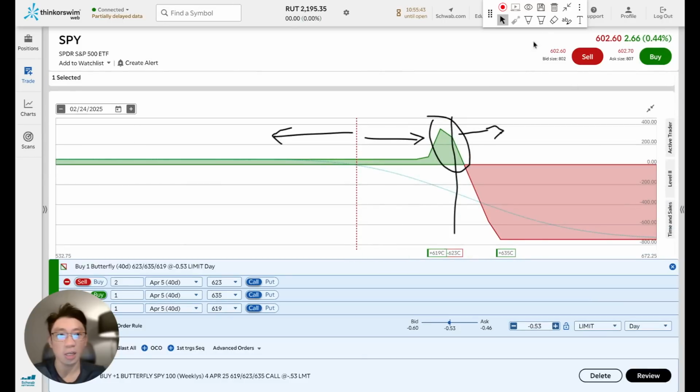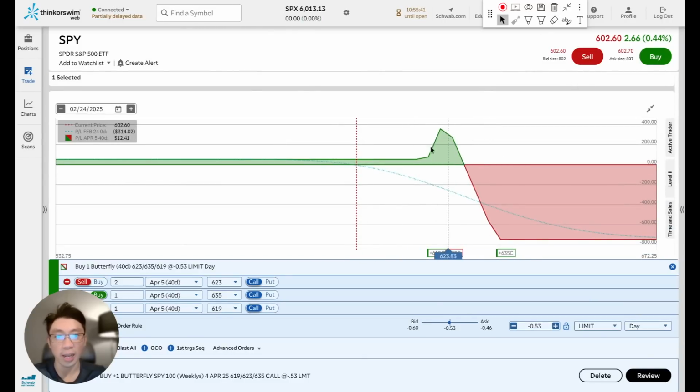As you can see, this construct now looks like a call broken wing butterfly. Now it looks a little bit weird down here. I'm not sure why. Maybe because the market is closed right now, but it should actually just be a triangle. It should actually be a tent like this. So from here, we have already constructed a few different option strategies based on just the credit spread and the debit spread.